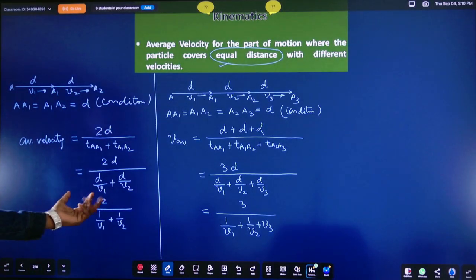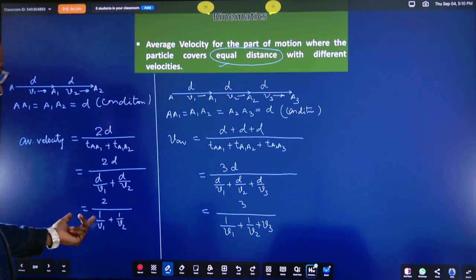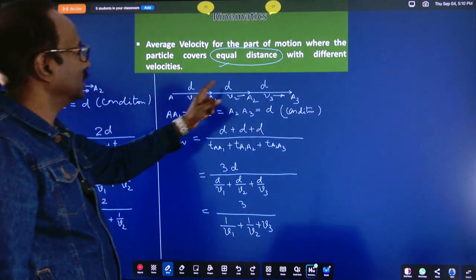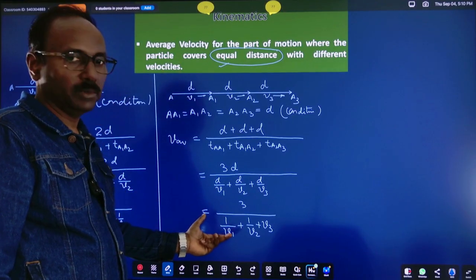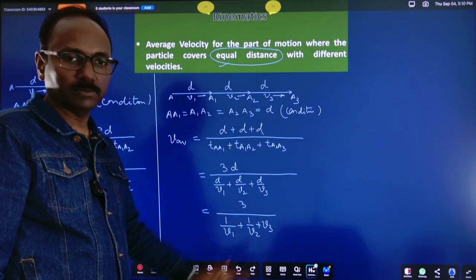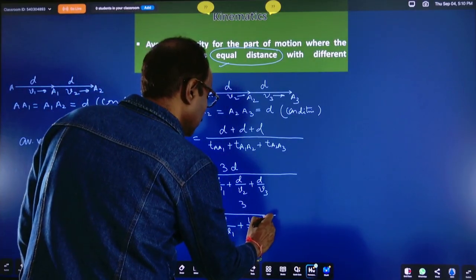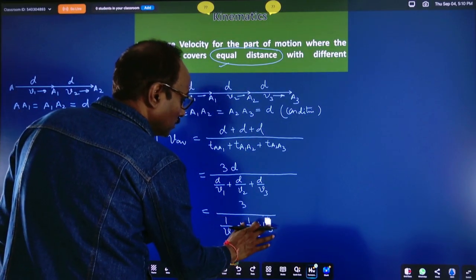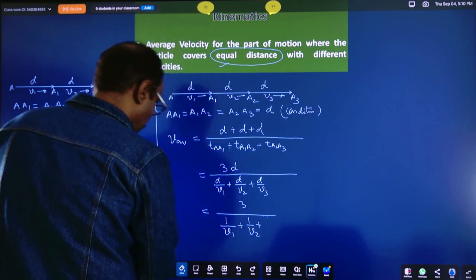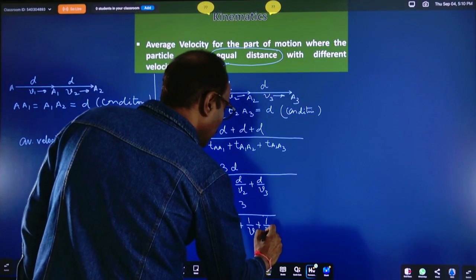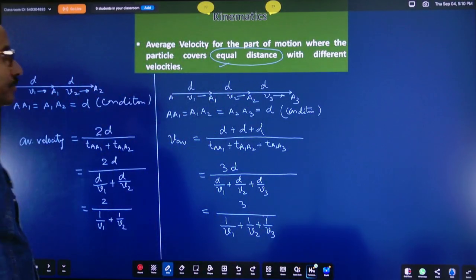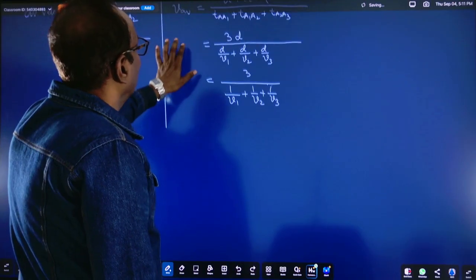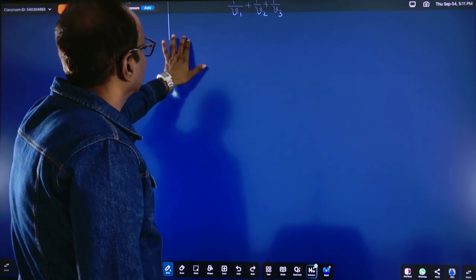So you must be having a kind of similarity between this and this. Here 2 velocities for equal distance travel were involved, so 2 divided by 1 by V1 plus 1 by V2. Here 3 velocities, 3 divided by 1 by V1 plus 1 by V2 plus 1 by V3. So let us apply it for n number of equal distances.